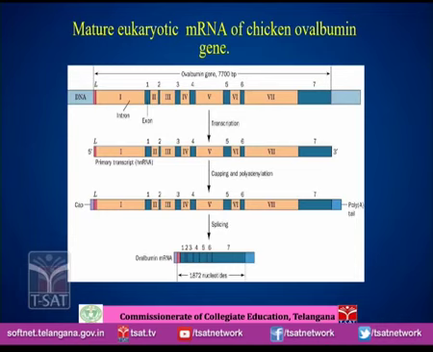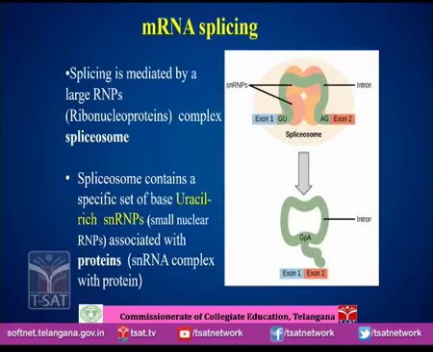So this whole process is ready, and that mature mRNA is now ready for the translation mechanism, and finally it can produce the ovalbumin protein. Splicing is a very important phenomenon, and it removes the non-coding sequences. This splicing is generally done by a special complex, the spliceosome-mediated splicing, generally called spliceosomes.